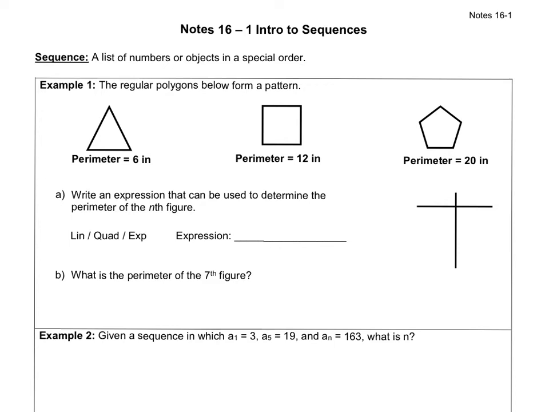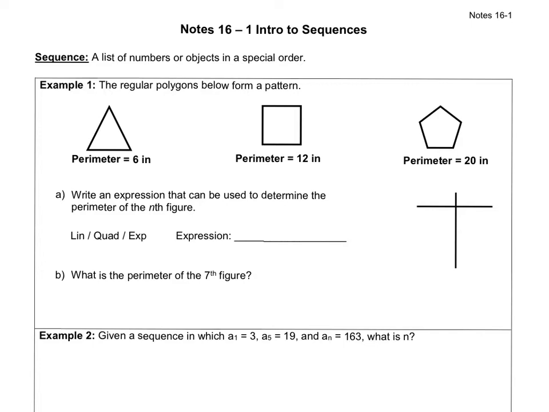Today we'll be completing note 16.1, Intro to Sequences. So we are starting our sequence unit today, and a sequence is a list of numbers or objects in a special order, so usually some kind of pattern. For example, the regular polygons form a pattern.